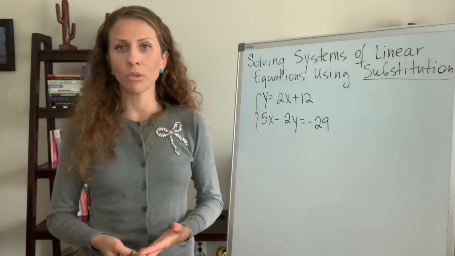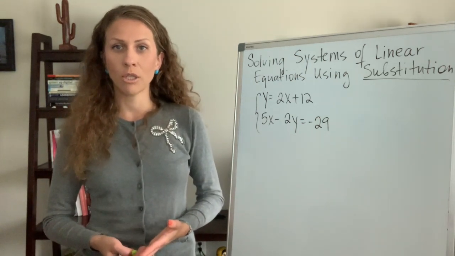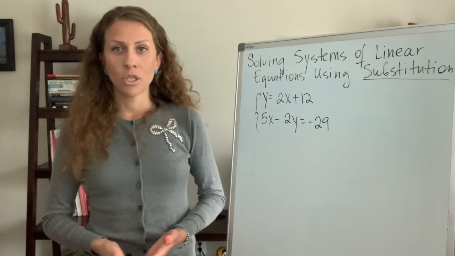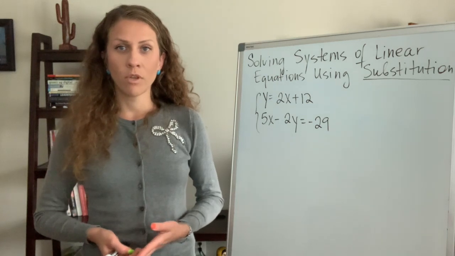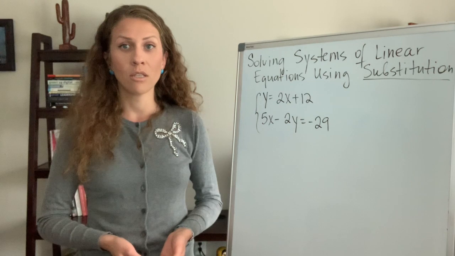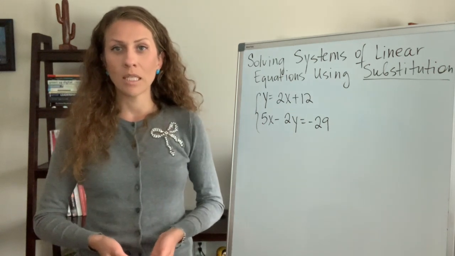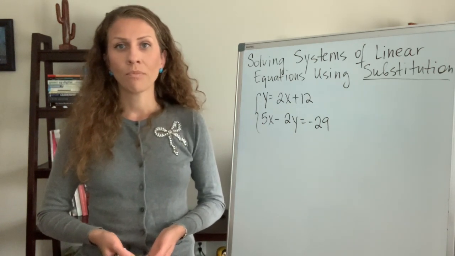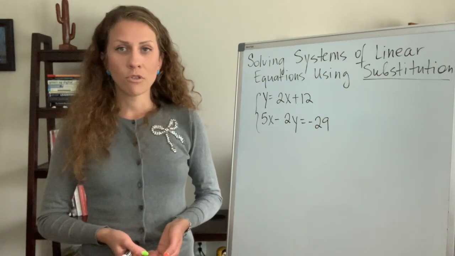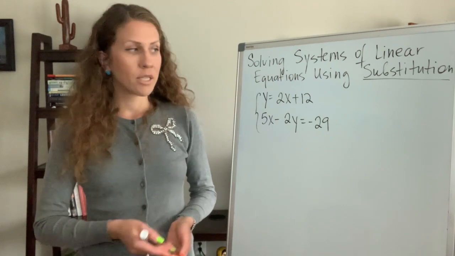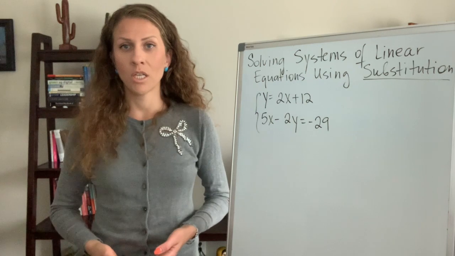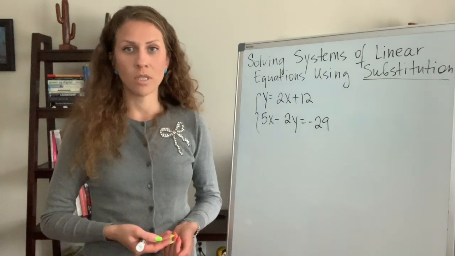How do I know that substitution is a good method to solve a system? Substitution is useful when in one of the equations in the system, one of the variables, either x or y, is already by itself or is easy to get by itself. So if you look at the example that I have here on the board, in the first equation, y is by itself. This means that substitution is a good method to solve this system with.